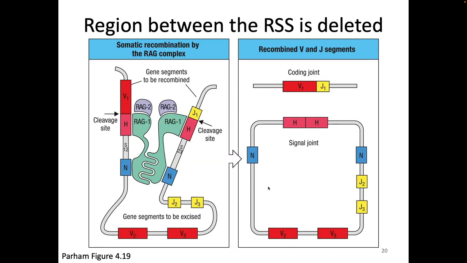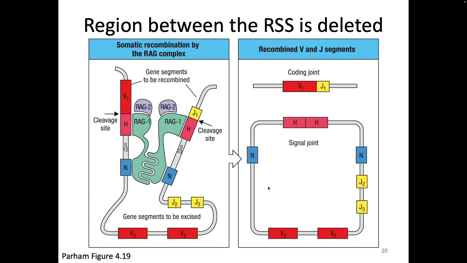And RAG1 and RAG2, as you can see here, are going to bind to the RSS. Here we've got heptamer 12 nonamer. So that's this whole business is one triangle. Here we've got heptamer 23 nonamer. This whole business is another triangle.